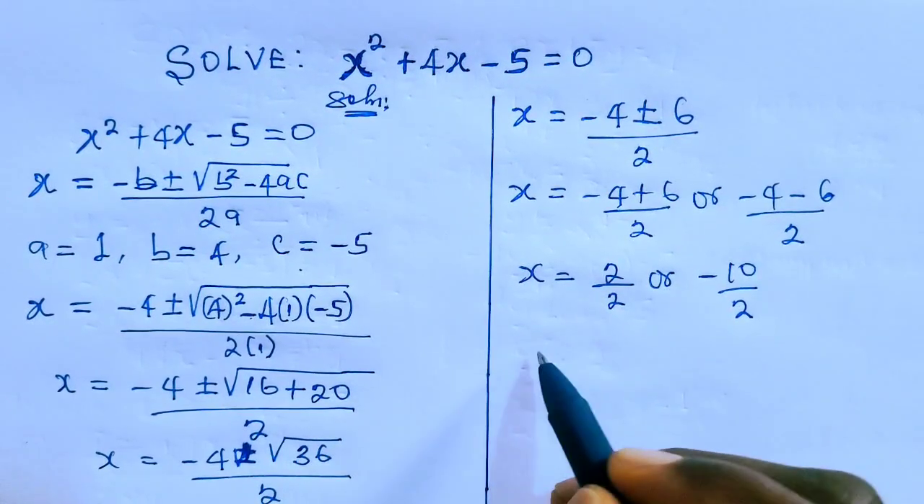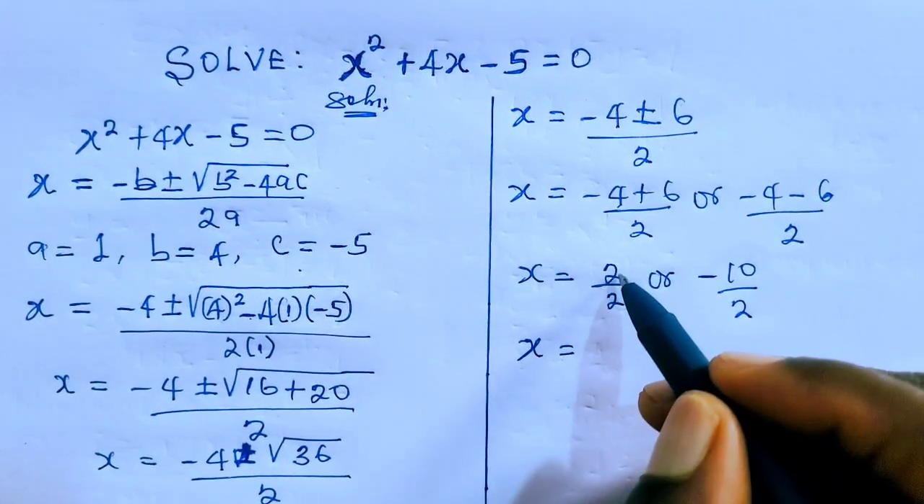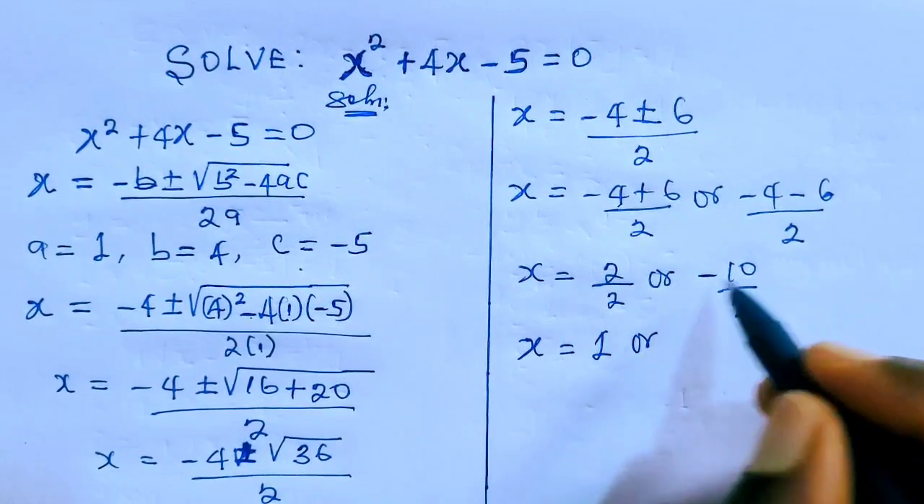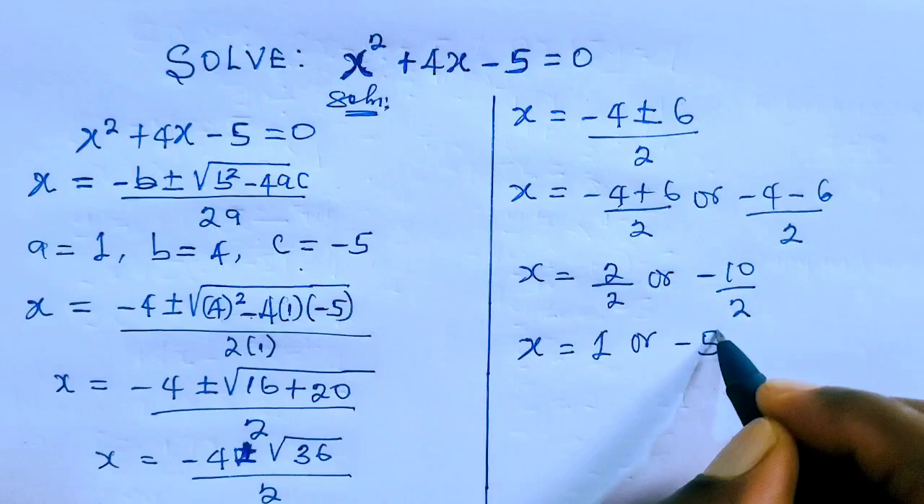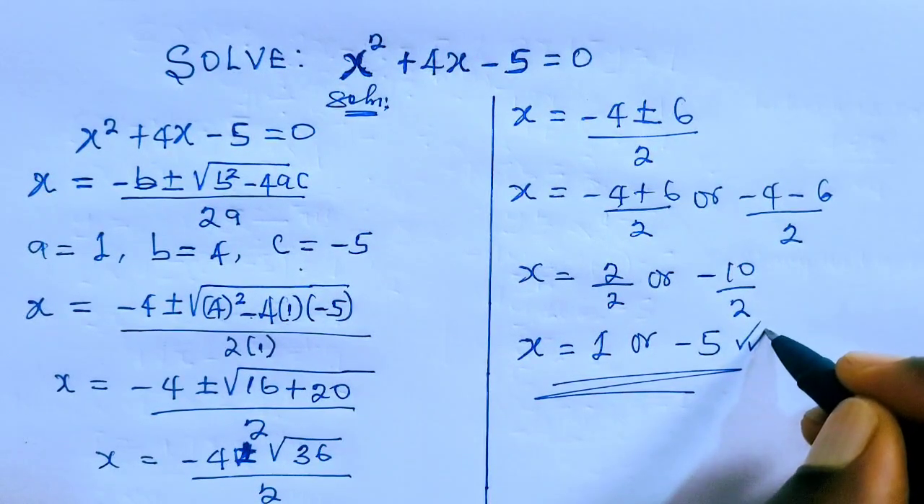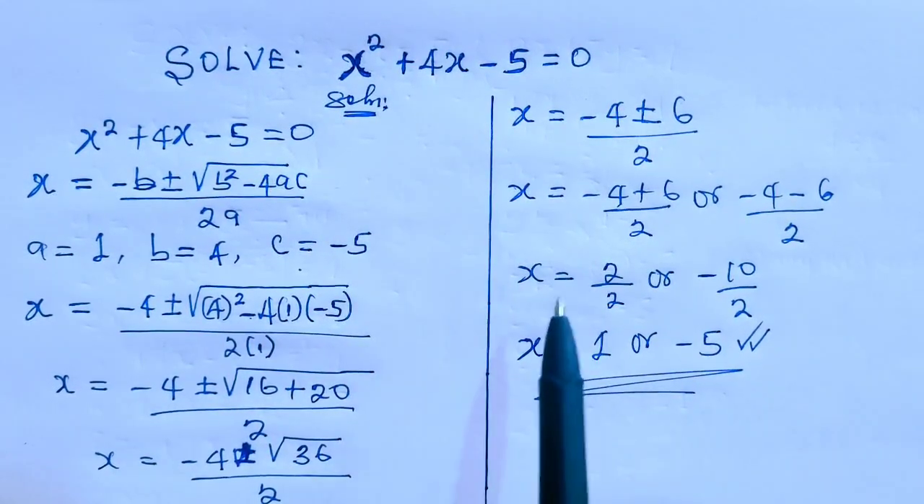Now, simplifying this further, we have that x equals 2 divided by 2, that gives us 1, or x equals minus 10 divided by 2, that gives us minus 5. And these are the possible values of x that will satisfy this quadratic equation here.